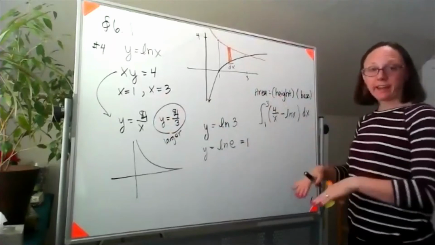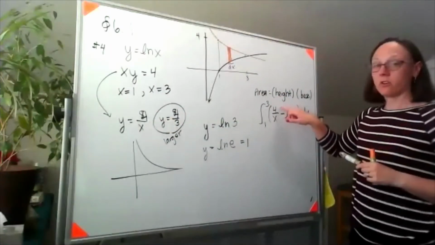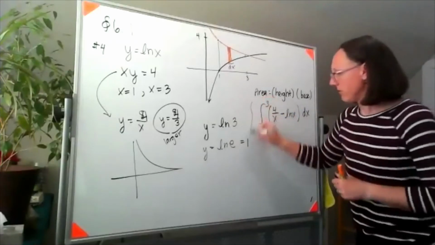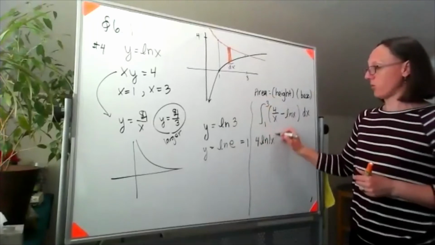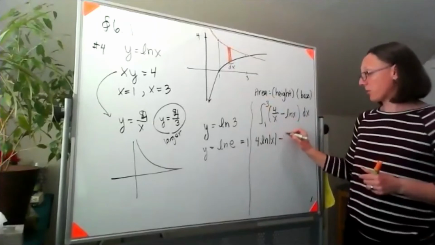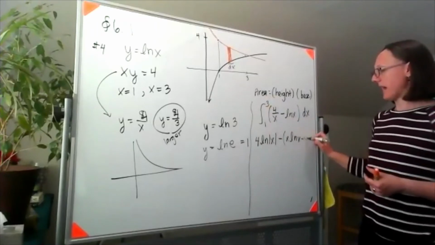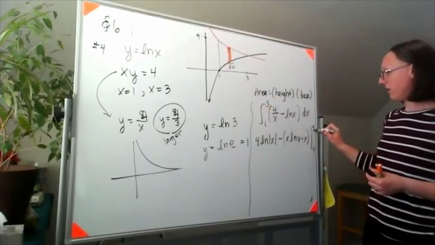Both of these I can write down the answer for. So the integral of 4 over x, that should be 4 natural log absolute value of x. And the integral of natural log of x, I personally think is worth memorizing. That's x ln x minus x. And then we're going to go from 1 to 3.